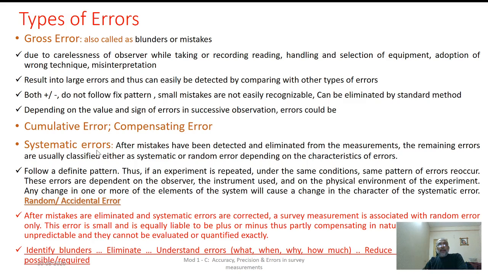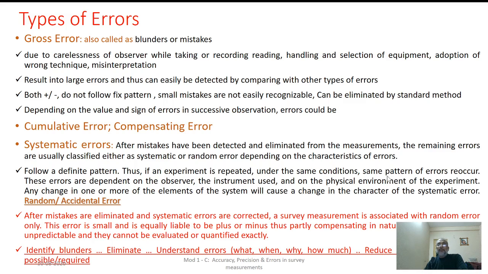Here, the error which is cumulative in nature is considered to be systematic error. For example, for a given set of measurements, after mistakes have been detected and eliminated, the remaining errors are usually classified as systematic errors, or there could be some random errors that we'll be discussing under this particular heading. So these systematic errors follow certain definite patterns. Thus, if an experiment is repeated under the same conditions, the same pattern of errors reoccurs.